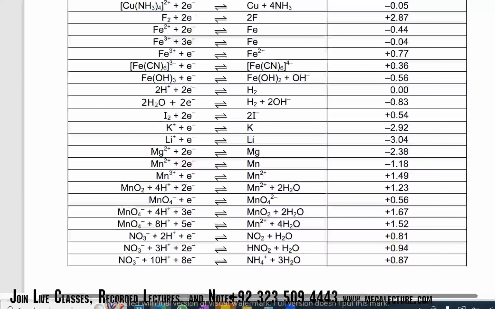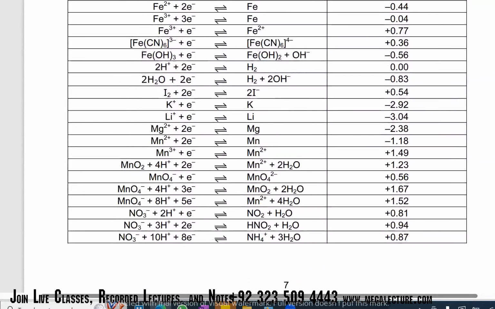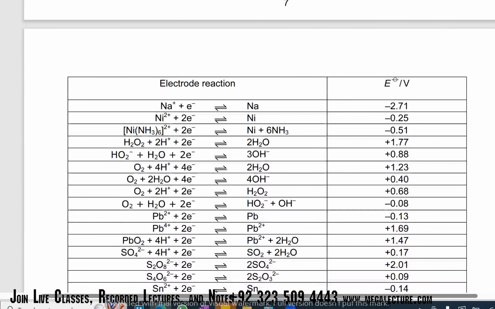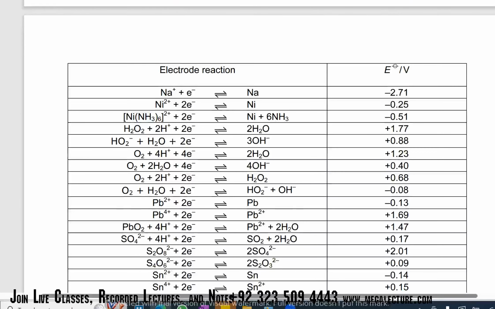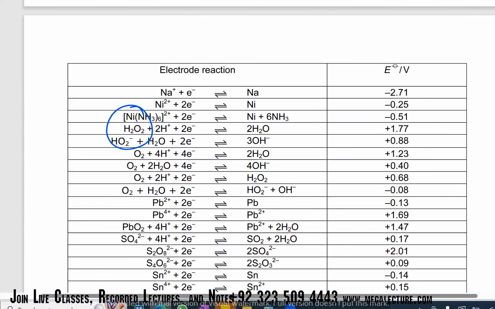So you've got equations for H2O2 as well. I need to find H2O2 somewhere, whether it's on the left or right side, acidified H2O2 preferably. I think it's over here: H2O2 plus 2H+ plus 2 electrons, forming 2H2O, 1.77.